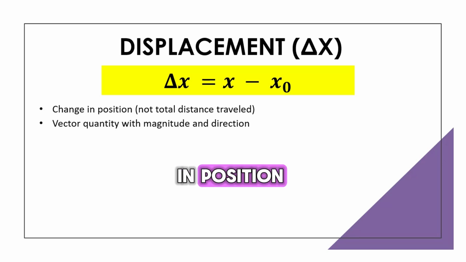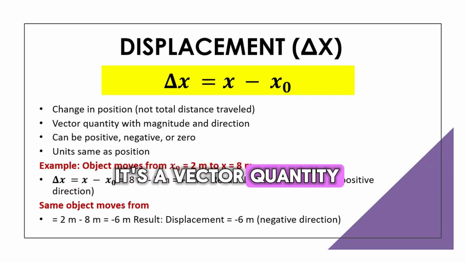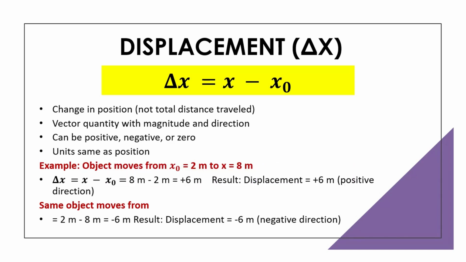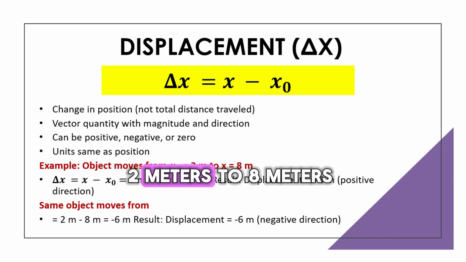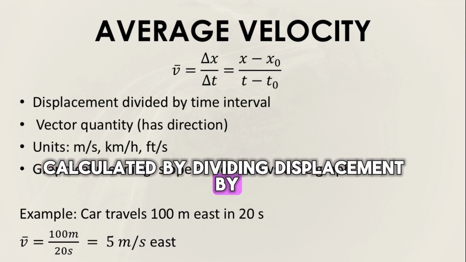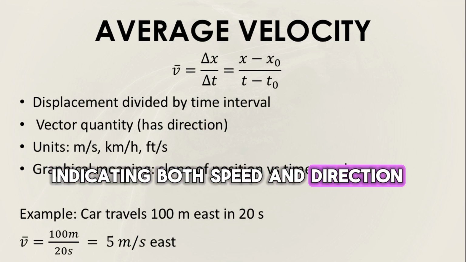Displacement is the change in position, not the total distance traveled. It's a vector quantity, meaning it has both magnitude and direction. For example, moving from 2 meters to 8 meters results in a displacement of plus 6 meters. Average velocity is calculated by dividing displacement by the time interval. It's a vector quantity, indicating both speed and direction.